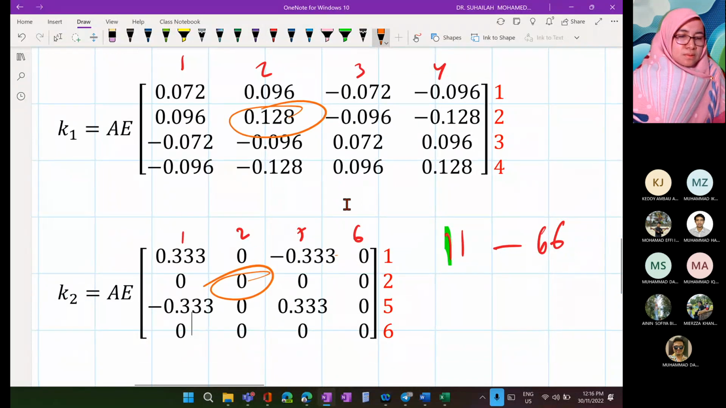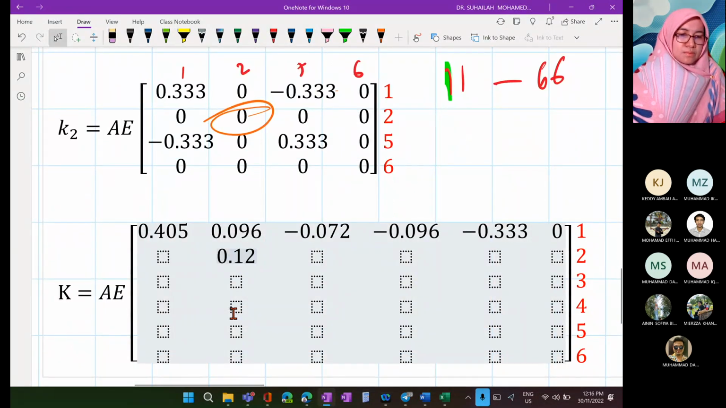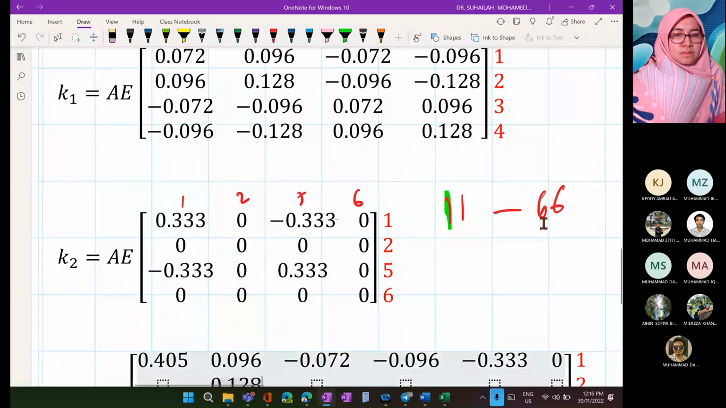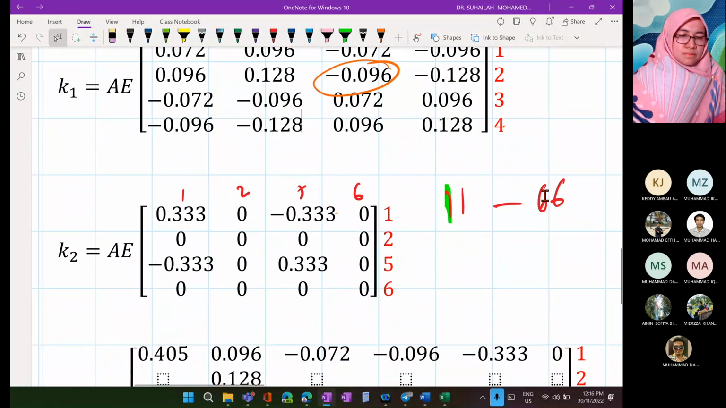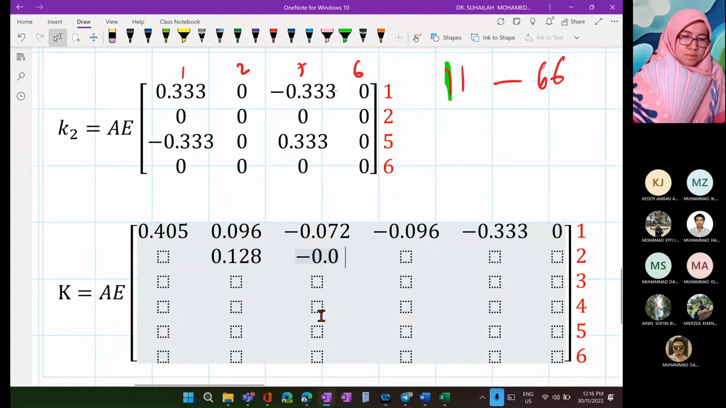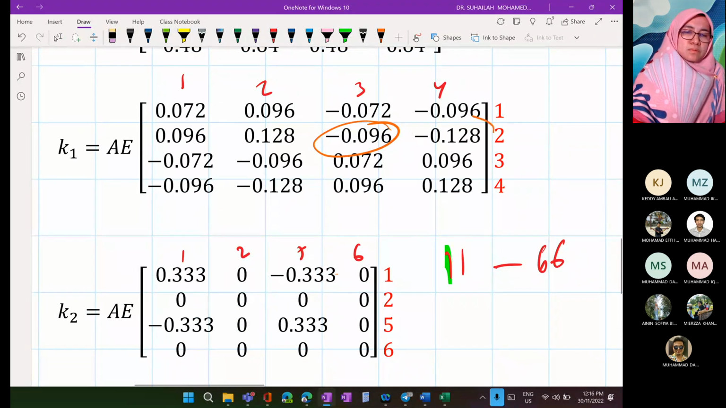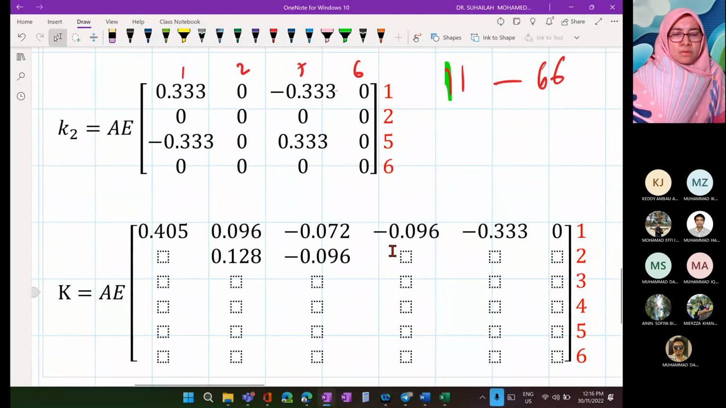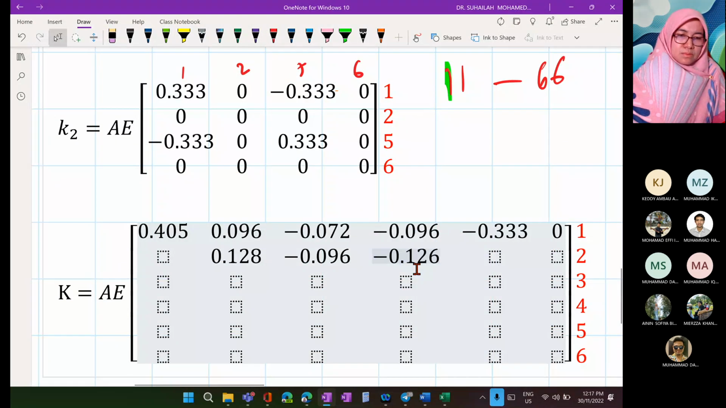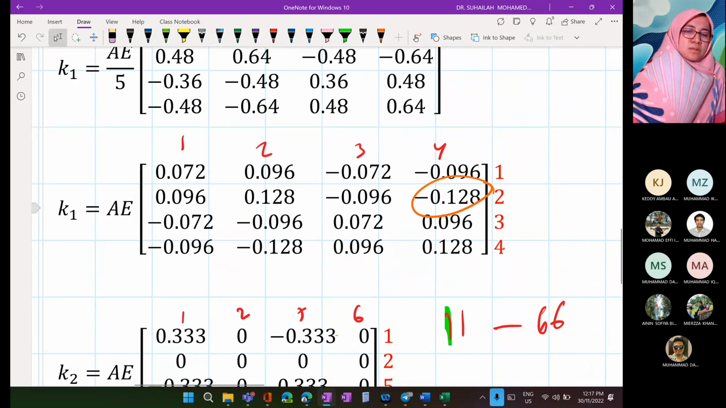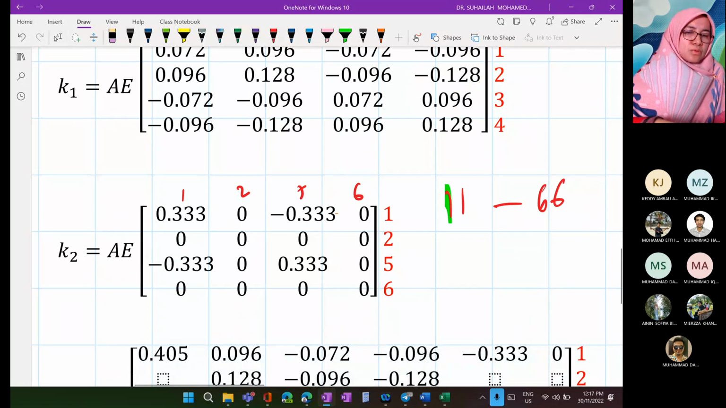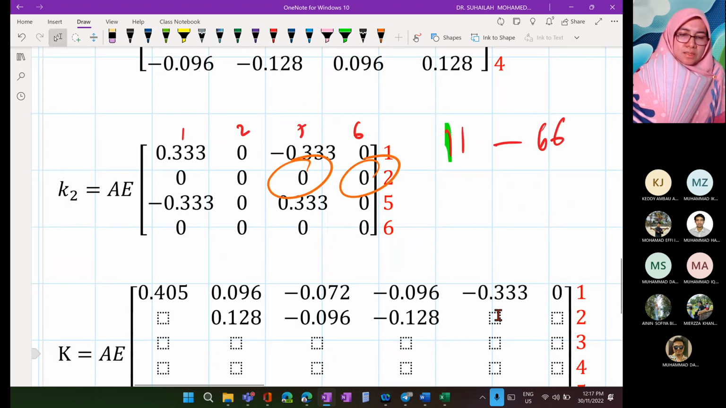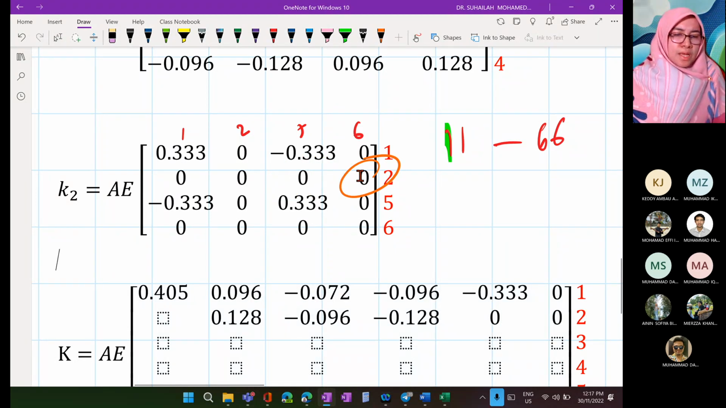2, 2. 2, 3. Then 2, 4. 2, 5. Sorry, 2, 5, then 2, 6. It is 0. Okay, continue with 3, 3.